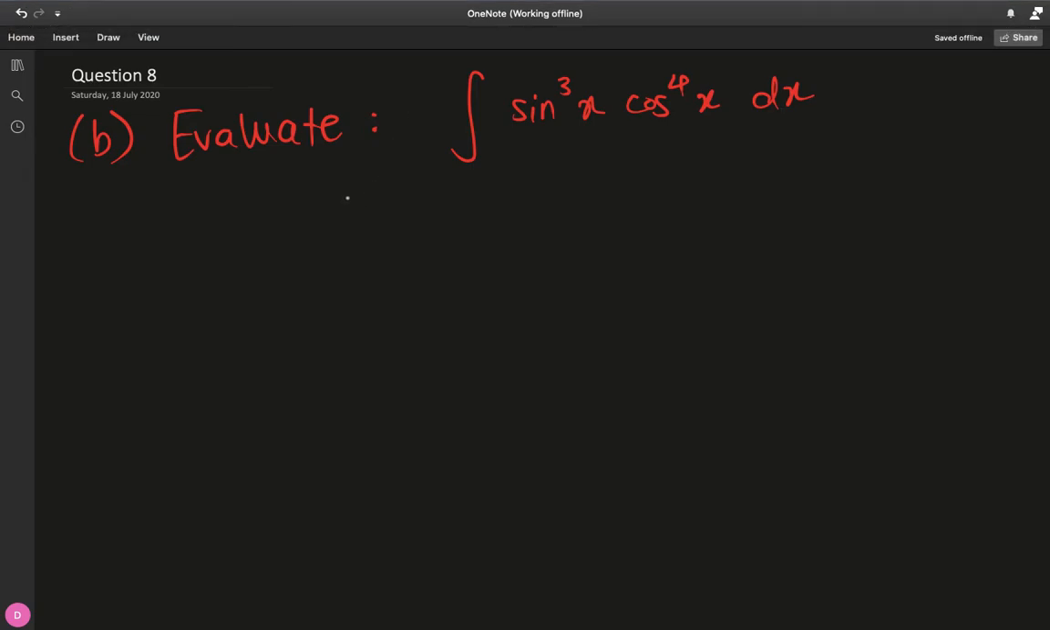Okay, so now let's do option B of question 8 still, and it seems it's also another integral. So question 8, option A was an integral, option B is also an integral. So question 8 just won't allow you to escape integration. That's why it's a really nice idea to not skip integration when you're studying for your exam. So anyways, let's call this I, integral of sine cubed x times cosine to the fourth power of x dx.